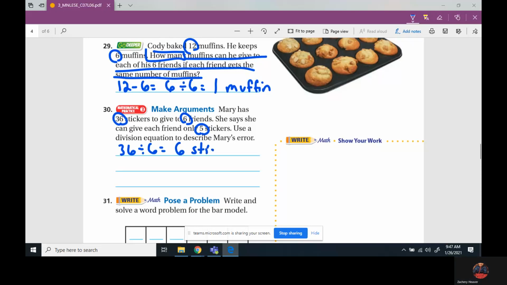Is she right? No. She actually did 30 divided by 6, which is 5. So her error was she did 30 stickers. She thought it was 5 because she didn't count all of her stickers. She actually did 30 divided by 6. That was her mistake.